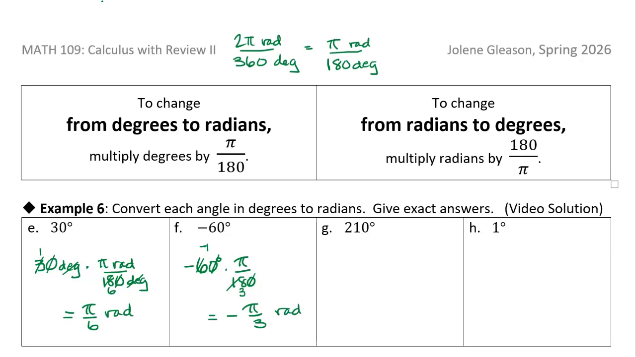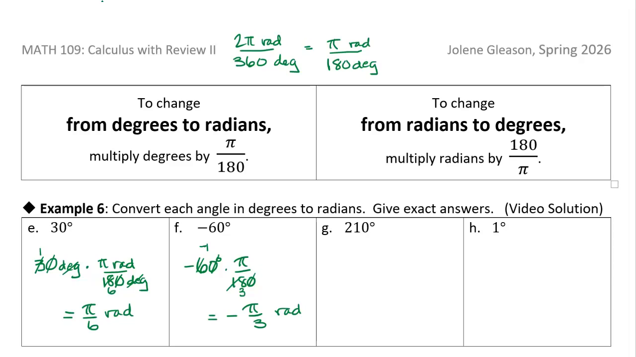Now I'm writing radians as a unit, but technically, the convention is that radians don't really have units. I'm just writing radians, but if you see an angle and it doesn't say degrees, then you can assume that it's radians. You might run into that in the online homework.